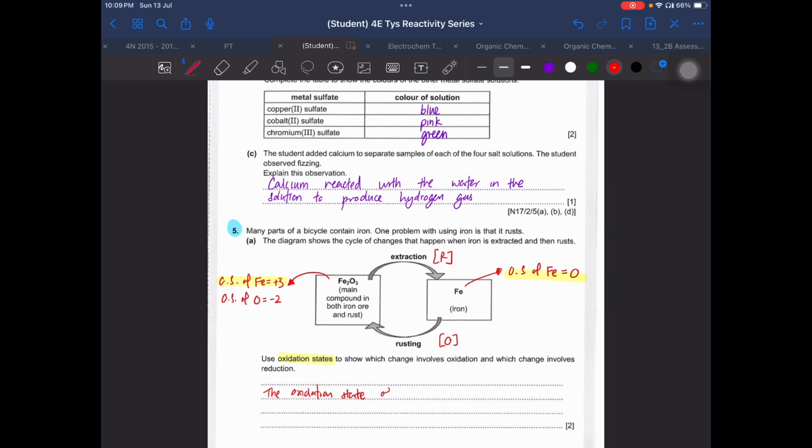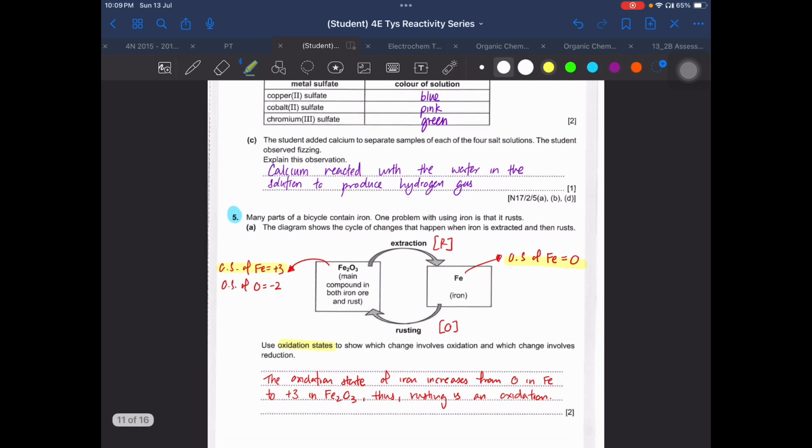The oxidation state of iron increases from 0 in Fe to +3 in Fe2O3, thus rusting is an oxidation reaction, oxidation process, etc. Right, so what is the key term that you must be able to use over here? You must be able to describe which is the element that you're looking at, whether it is an increasing or decreasing behavior, and what was the oxidation state they're looking at. Okay, so that's number 1.